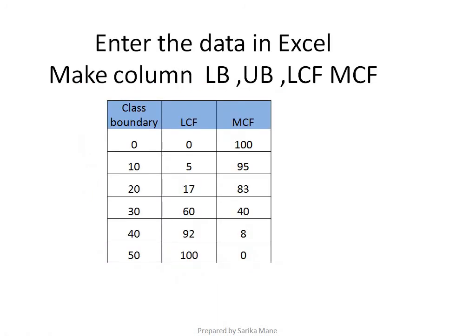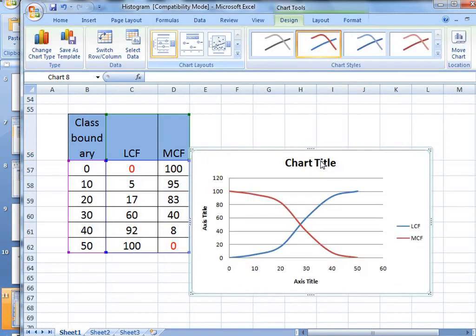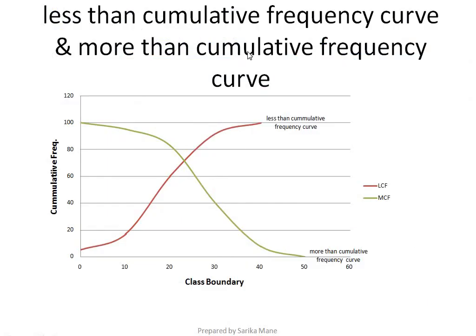Let us see how to draw the less than cumulative frequency curve and more than cumulative frequency curve on the same graph. For this, enter the data in Excel, that is class boundaries, then the less than cumulative frequency column, then the more than cumulative frequency column. Then select the data, then in the insert menu, scatter option, then scatter with smooth lines. We get these curves, then give the chart titles as less than cumulative frequency curve and more than cumulative frequency curve.